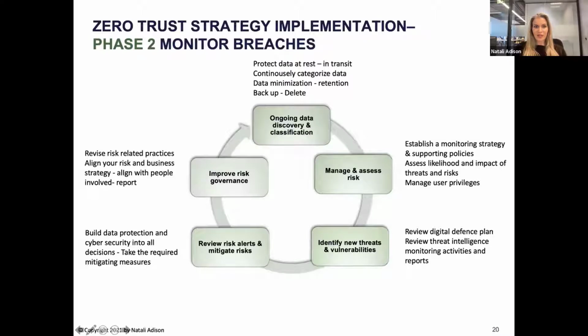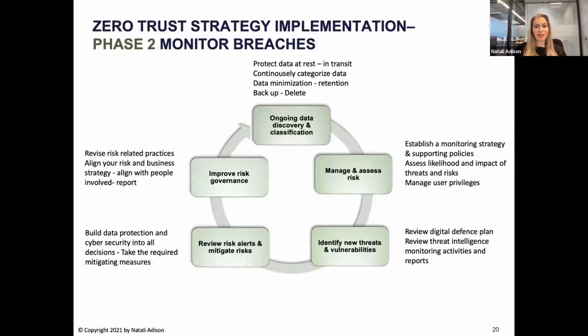The second phase of our ZeroTrust strategy implementation is about monitoring breach. Companies need to have an ongoing data discovery and classification on a continuous basis. Companies need to make sure they protect data at rest or in transit. They have to continuously categorize data, minimize data, work around data retention, backups, and delete data that is unnecessary.